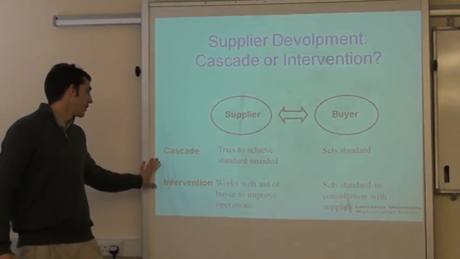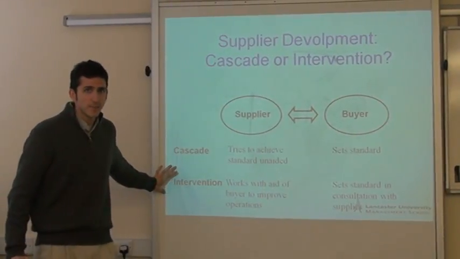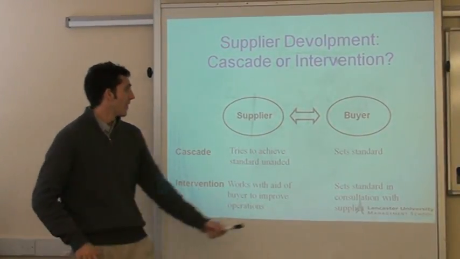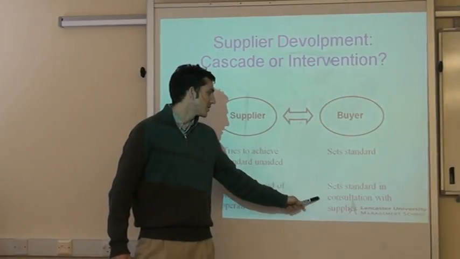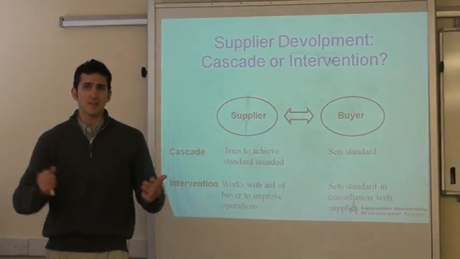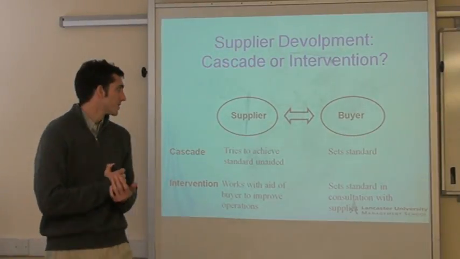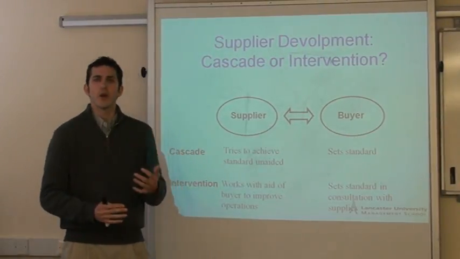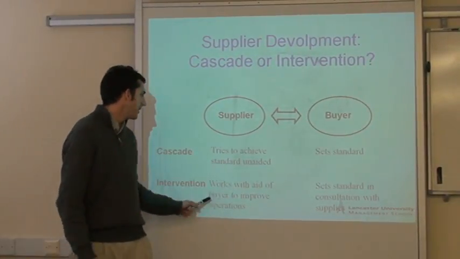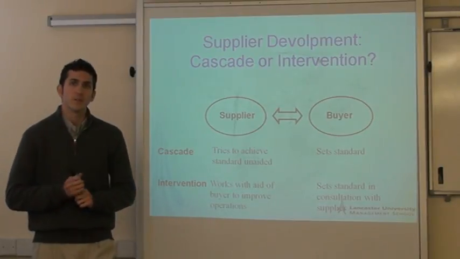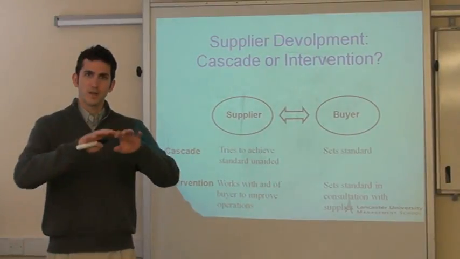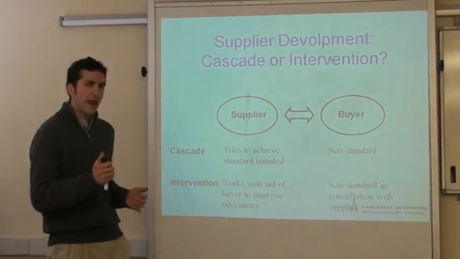On the other hand, you have an intervention relationship, which would be more like a collaborative relationship. That's when the buyer sets the standards in consultation with the supplier. With consultation means they do it together. So they work together to set a standard for the product or the service, and then the supplier works with the aid of the buyer to improve the operation. So they work together to make the whole supply chain better. Everything works together, and everyone wins.